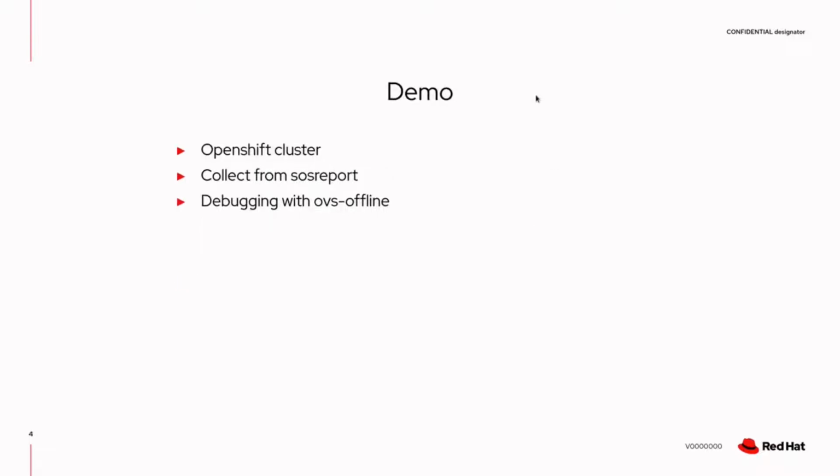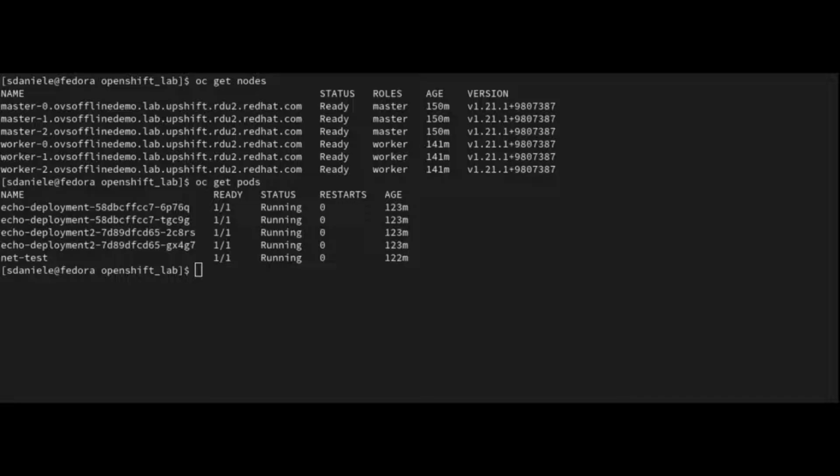So to show just how quick this is and just how easy it is to get OVS offline up and running, I've put together a quick demo using an OpenShift cluster. I collected the information from the OpenShift cluster using the SOS report, and I'll demonstrate just how simple it is to run a few debugging tools with OVS offline.